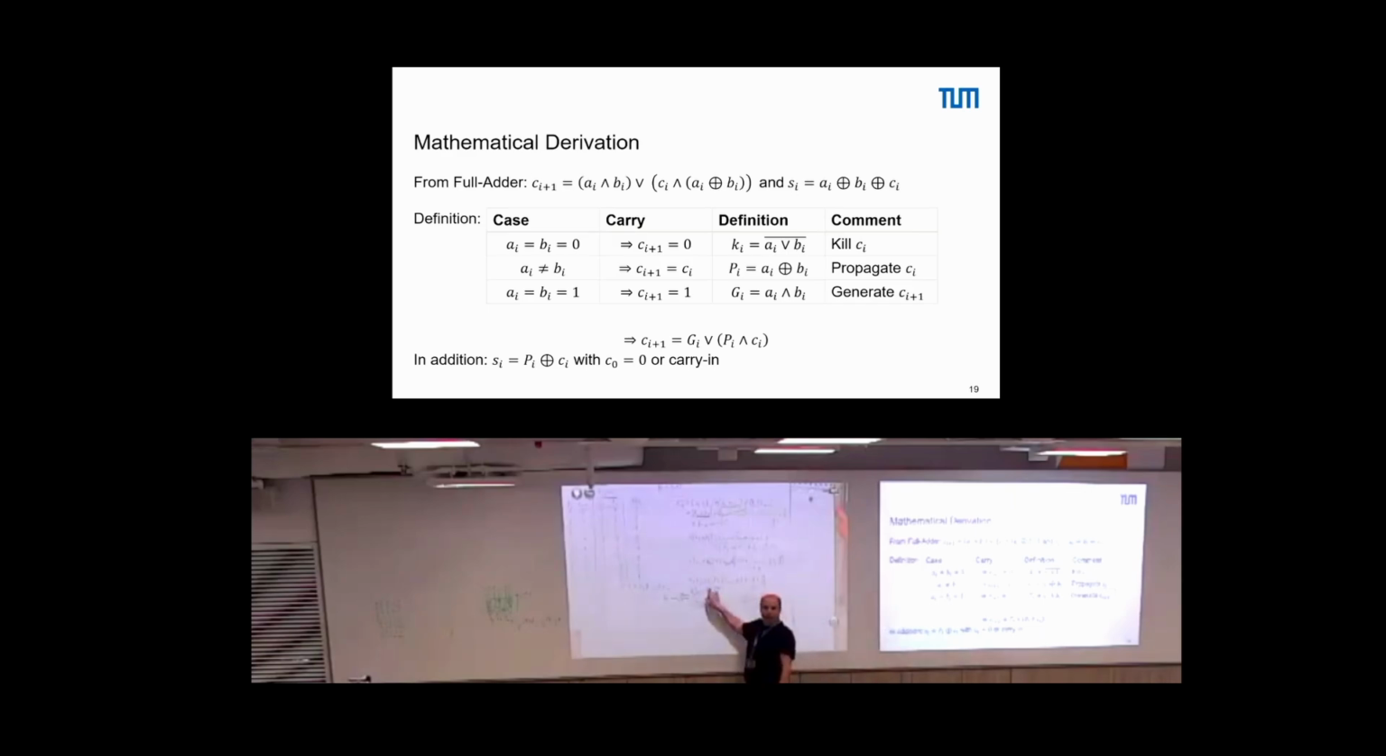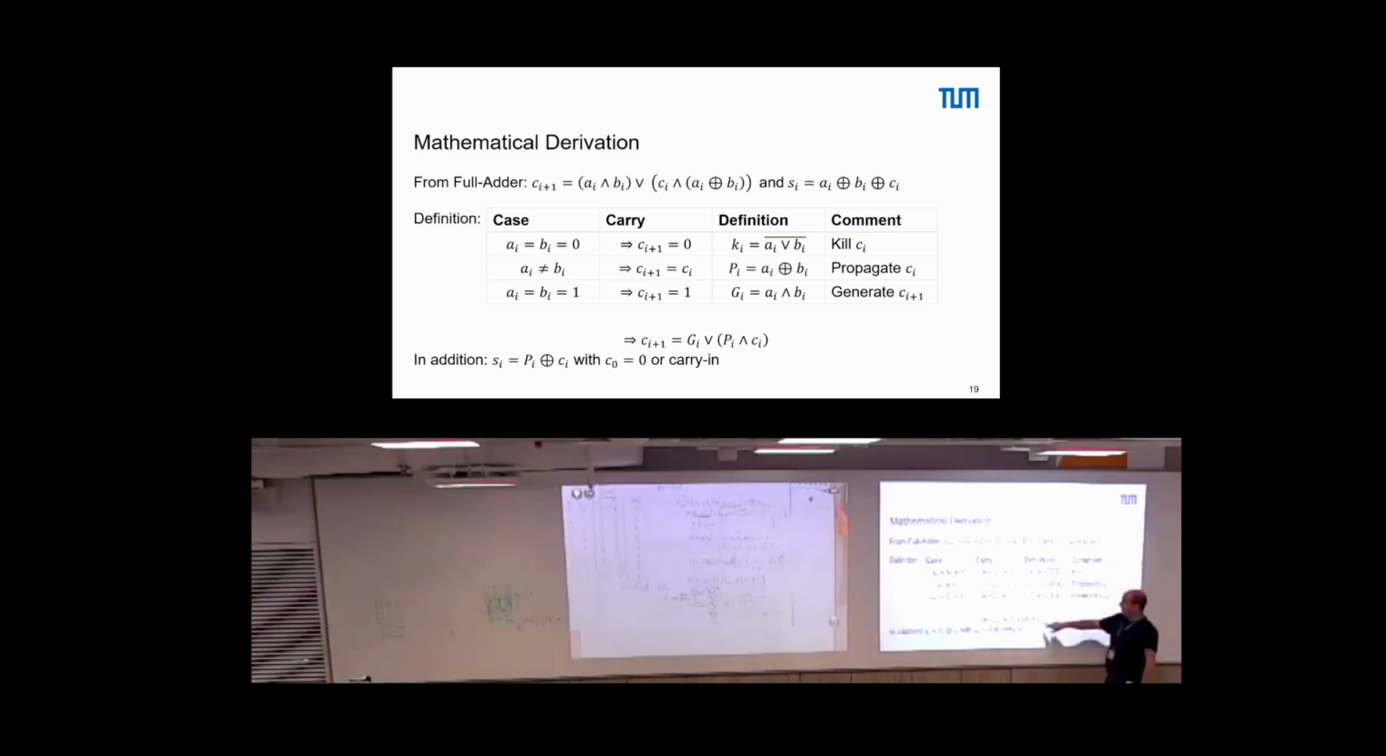If only one of them is 1 and the other one is 0, then effectively we block here and enable this path from input to output, and the output depends only on Ci minus 1. So we call this a propagate. We propagate the carry bit. So we define three cases: kill, propagate, and generate.